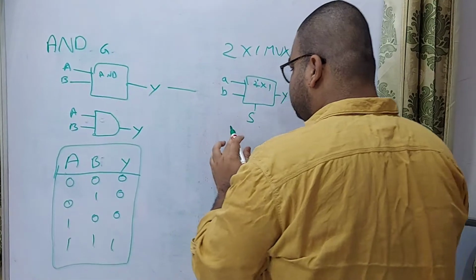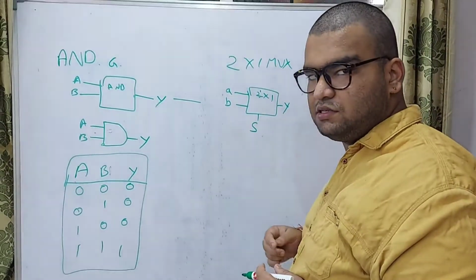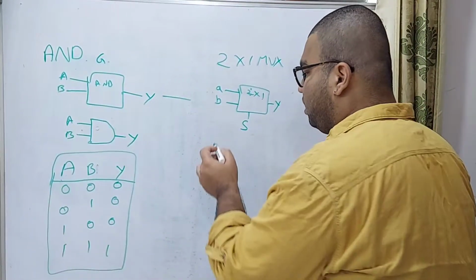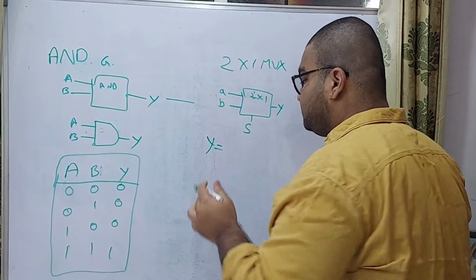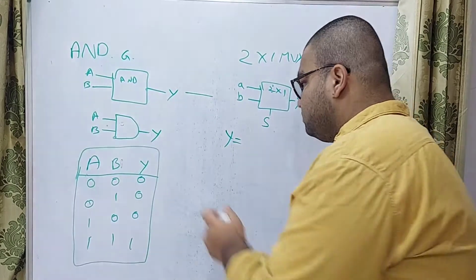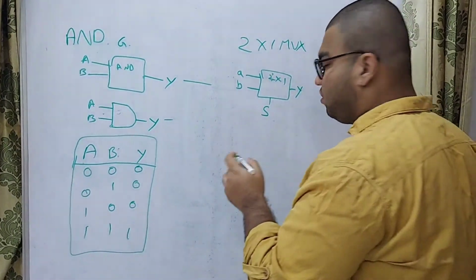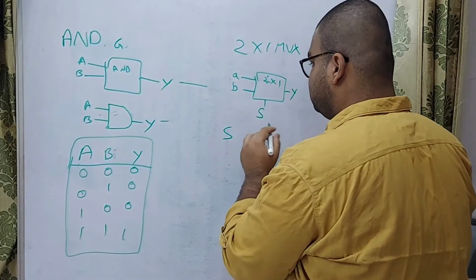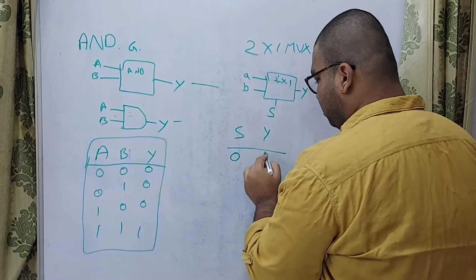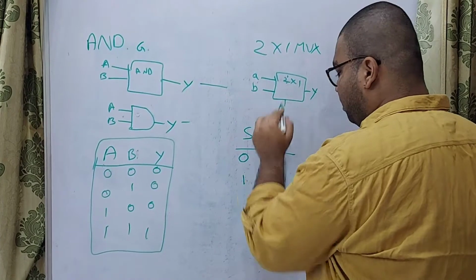And you can't say there is a logical symbol for a 2 cross 1 MUX, because the Boolean expression would be a big one and there would be a big diagram. So in place of this logical symbol, I'm directly writing the truth table or the function of the 2 cross 1 MUX, S and Y. When S is 0, output is A. When S is 1, output is B.